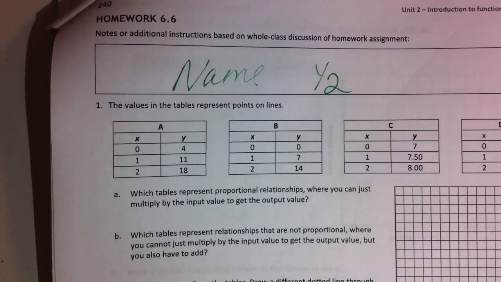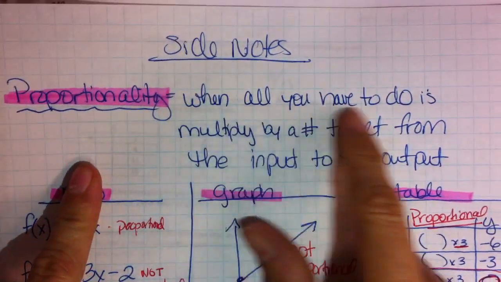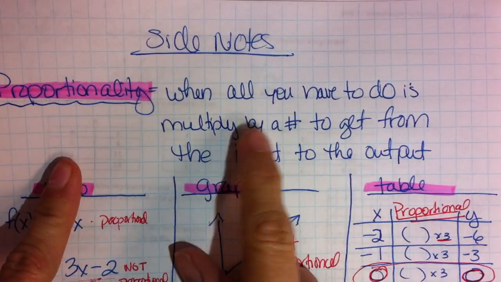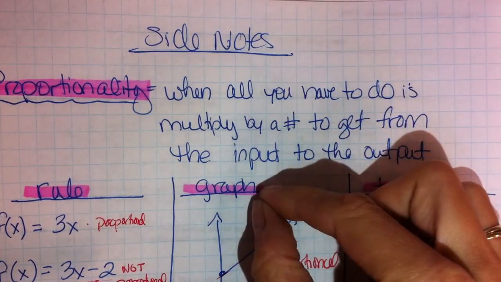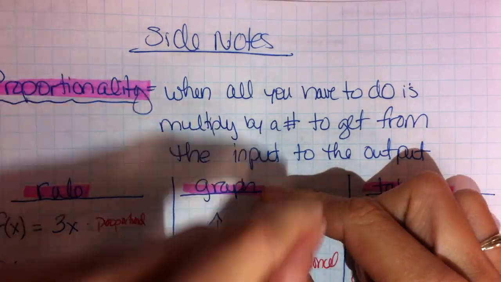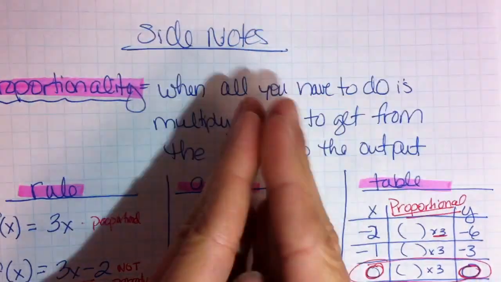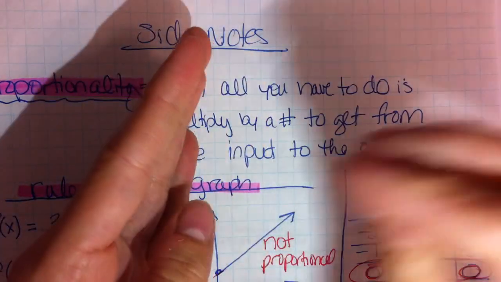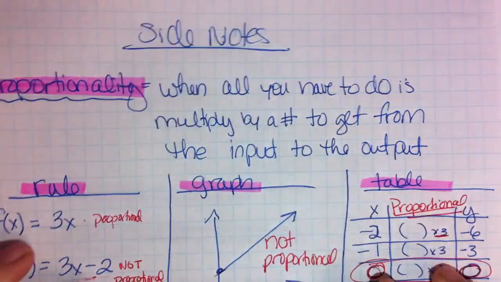All right, guys, here is 6.6 homework. Before we do 6.6, I want to review what we talked about in class. Proportionality is when all you have to do is multiply by a number to get from the input to the output, which means if I put something in my machine, the only thing that happens inside that machine is multiplication. No addition, no subtraction. So when I put something in, if all I do is multiply, then it's proportional.